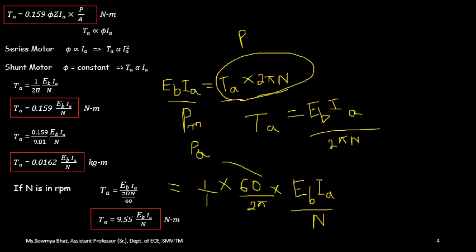So if I just calculate this particular term, 60 divided by 2 pi, it will yield the value of 9.55. So 9.55 into EB IA divided by N, which is expressed in terms of Newton meter unit. If I want to convert it in terms of kg meter, once again I have to divide it by the 9.81 factor. So this is regarding how to derive the expression for an armature torque.